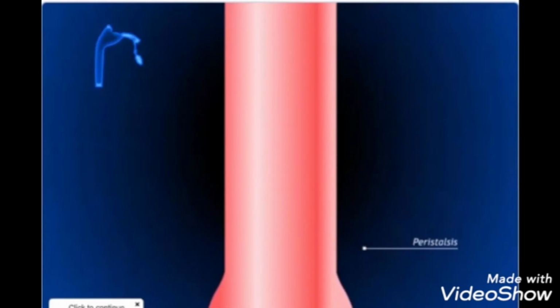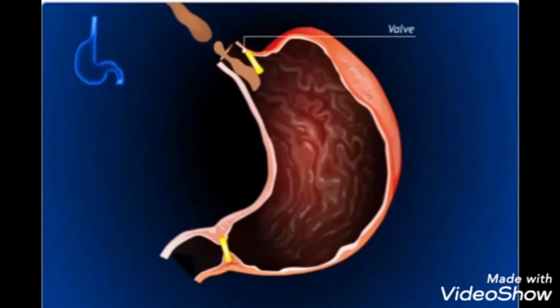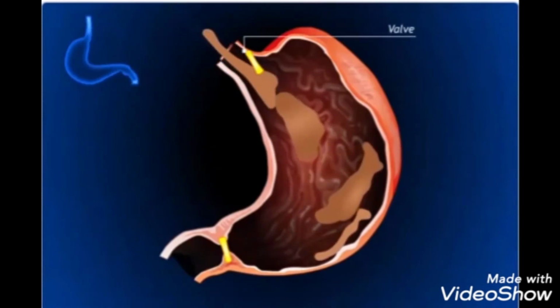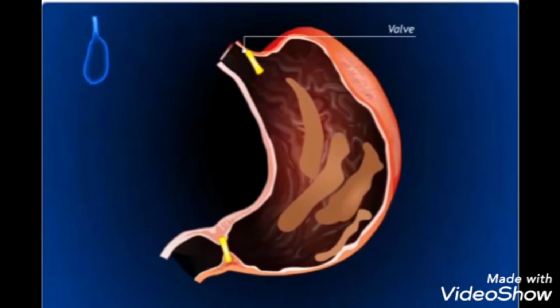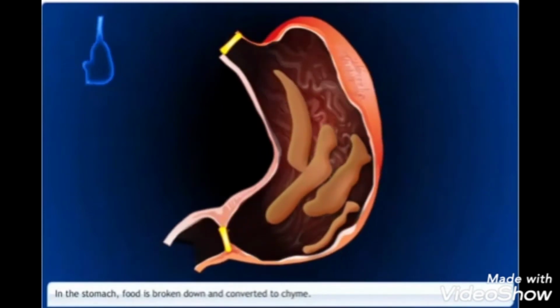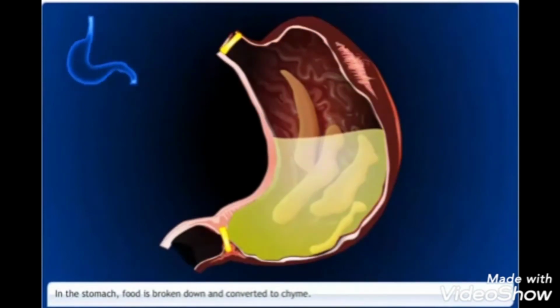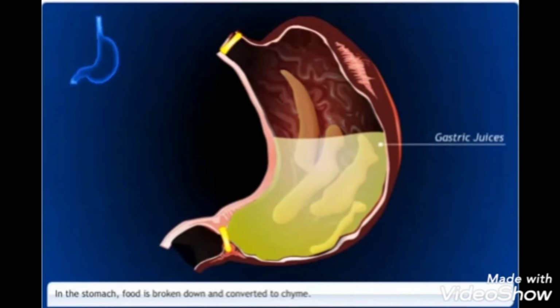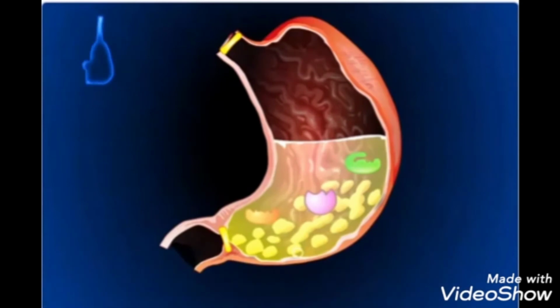At the end of the esophagus, a muscular ring allows the food to enter the stomach and then closes. The muscular wall of the stomach helps in churning and mixing of food thoroughly. The gastric juices break it into smaller pieces. These gastric juices contain chemicals like hydrochloric acid and enzymes like pepsin, renin, and lipase.